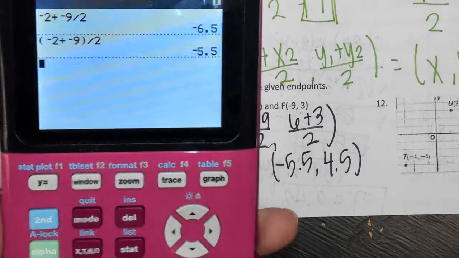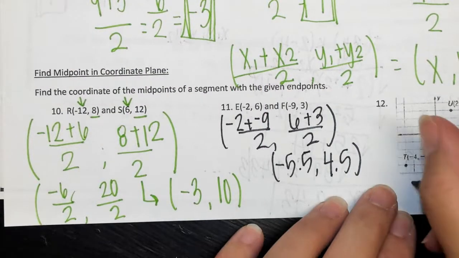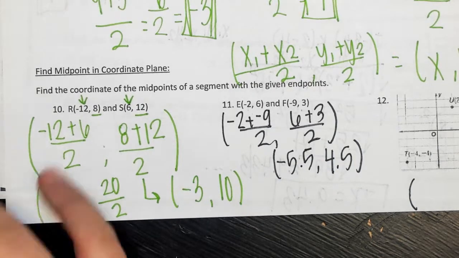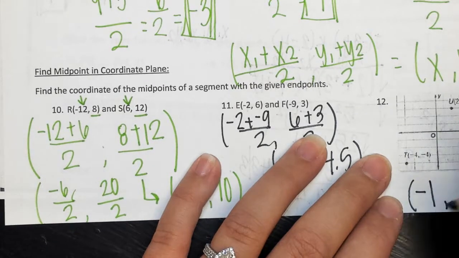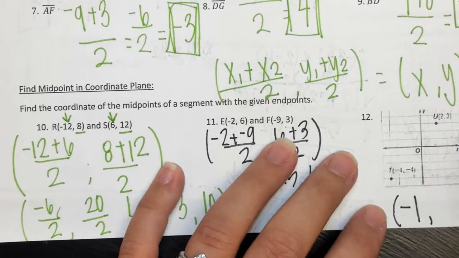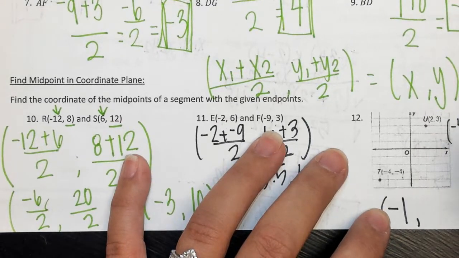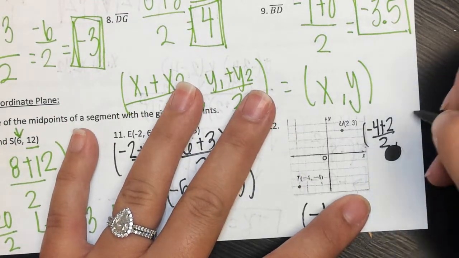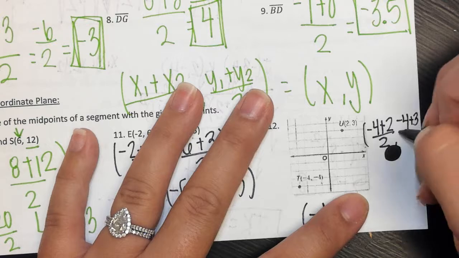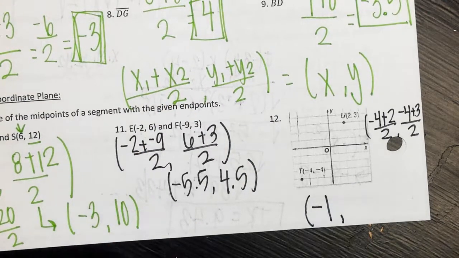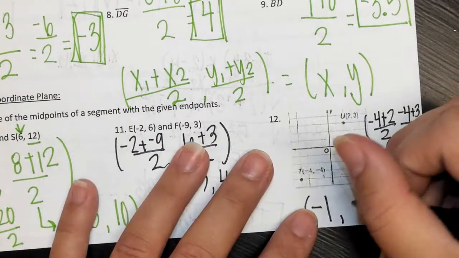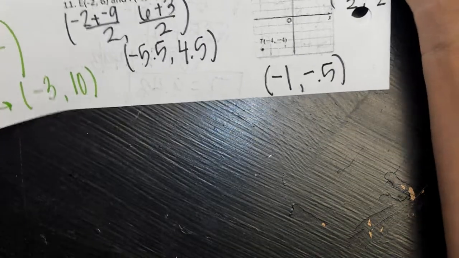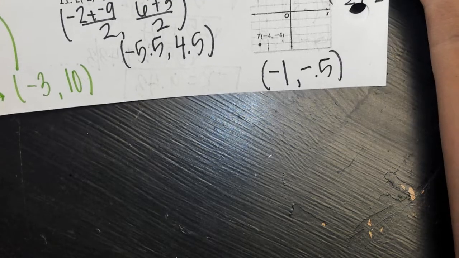Okay? All right, London, what did you get for 12? Shall I get negative 1? You have to do negative 4 plus 2 divided by 2, negative 4 plus 3 divided by 2. So you should get negative 1 and then negative 0.5. Negative 1 and negative 1 and a half.